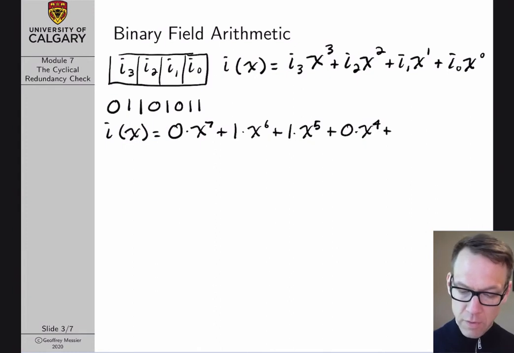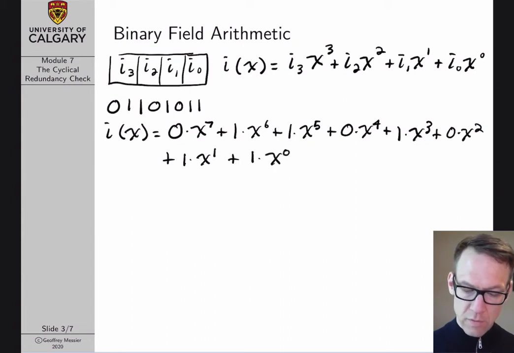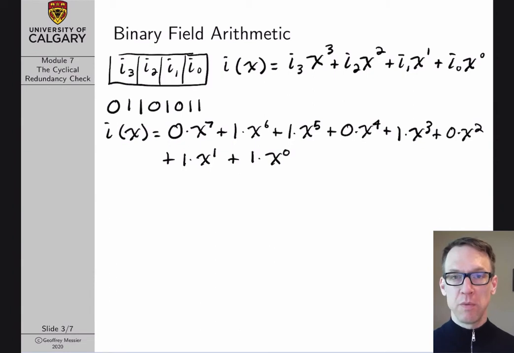I'll just finish this up. Did I make a mistake? No. Zero, one times x cubed plus 0 times x squared plus 1 times x to the 1 plus 1 times x to the 0.